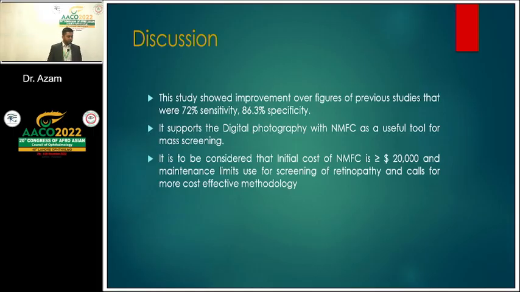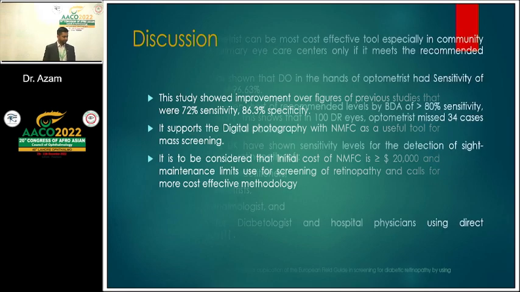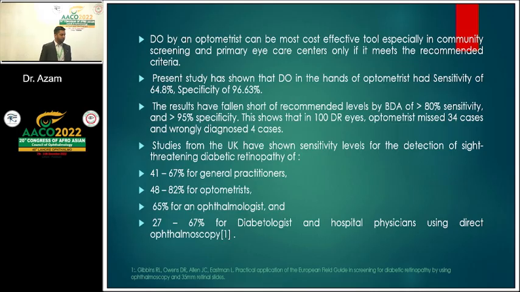This study showed improvement over figures of previous studies, which were 72% sensitivity and 86% specificity. It supports digital photography with NMFC as a usual tool for mass screening. Direct ophthalmoscopy by an optometrist can be the most cost-effective tool, especially in community screening and primary eye care centers. The present study has shown that direct ophthalmoscopy in the hands of optometrists had a sensitivity of 64% and specificity of 96%. Studies from the UK have shown sensitivity levels for the detection of sight-threatening diabetic retinopathy of 40 to 70% for general practitioners, 48 to 80% for optometrists, and 60% for an ophthalmologist.